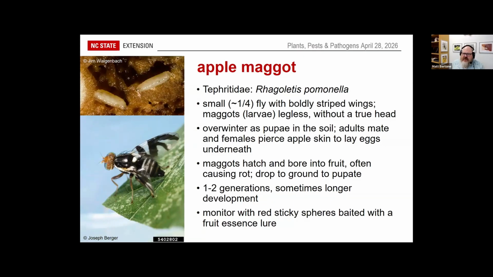They may have 1 to 2 generations, but sometimes it can take even longer, a couple years, for them to develop fully. And they're actually monitored with a red sticky sphere baited with fruit essence lure. So they're visual. They look for these red spheres like apples to mate on and to lay eggs. And so that combination of the red sphere and the smell attracts the flies. And so this is how they can be monitored.